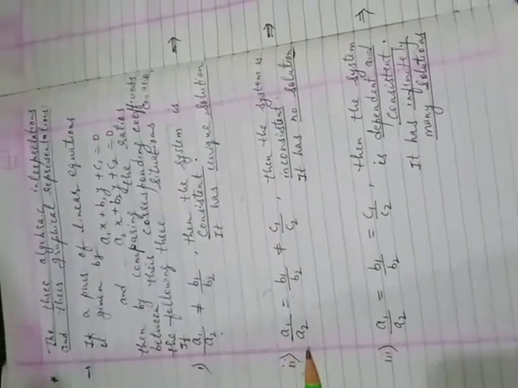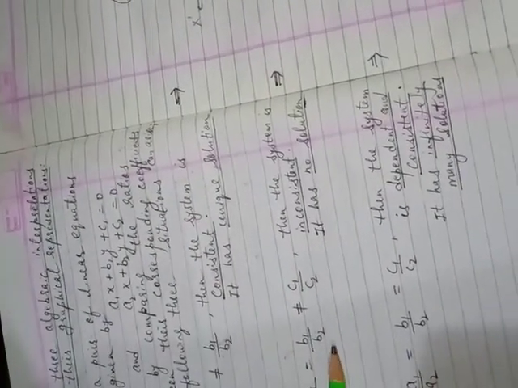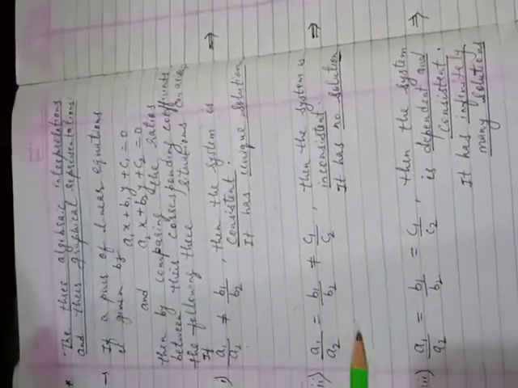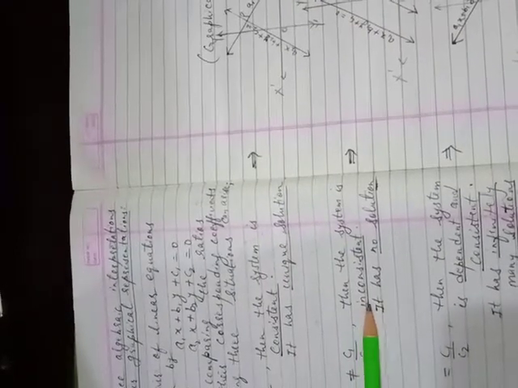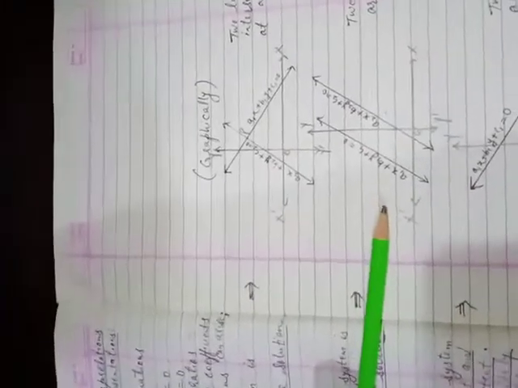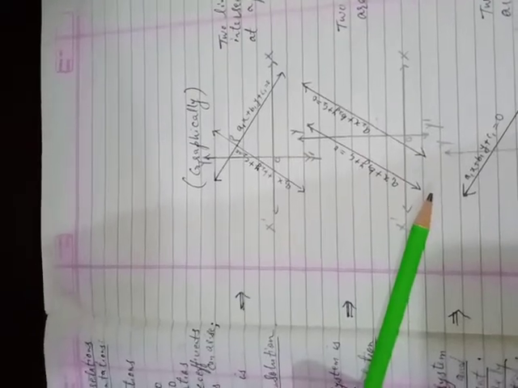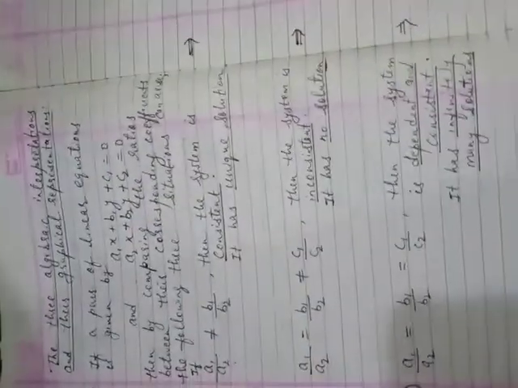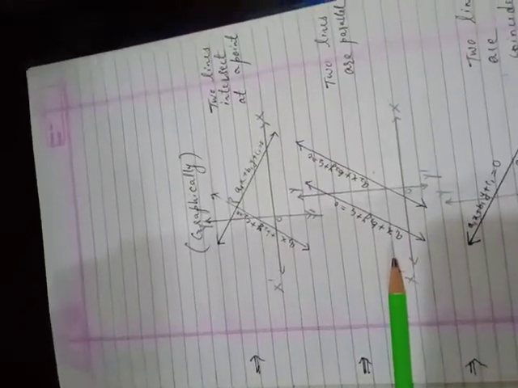The second condition is if a1 upon a2 is equal to b1 upon b2, but not equal to c1 upon c2, then such a system is said to be an inconsistent system. This system will have no solutions. What will be the graphical representation of such a system? The two lines represented here will be parallel lines. If this condition is satisfied, then the two lines will be parallel lines. So they will have no point in common, so no solution.